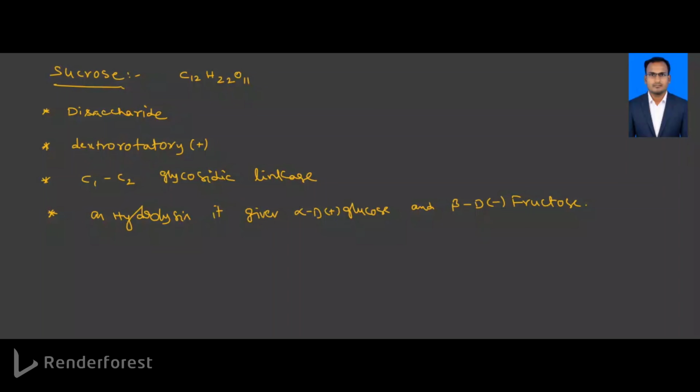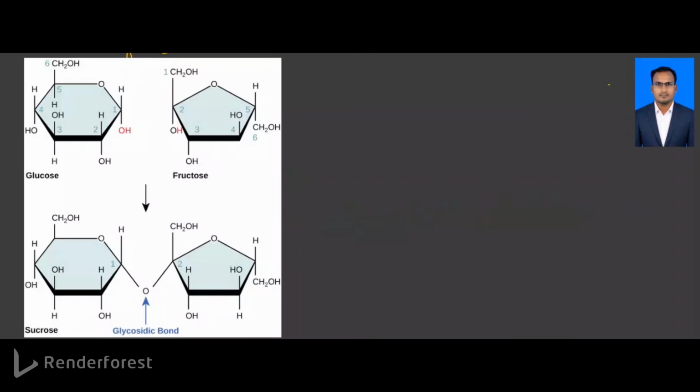Now, how the linkage is formed, and what are the major important properties? Sucrose is an invert sugar. It is also called invert sugar. So why is it called invert sugar? That is the property we have to learn. Let's see the structure of sucrose.